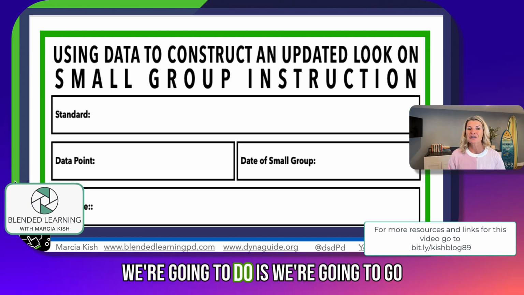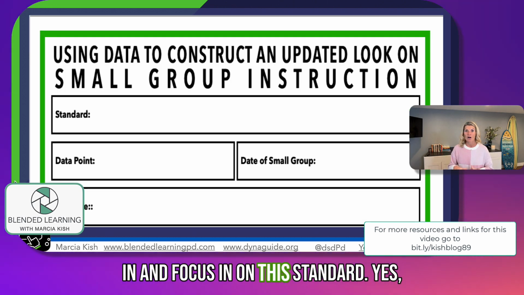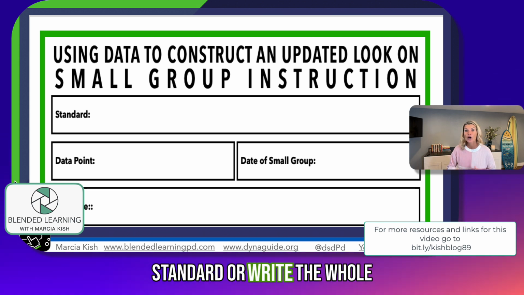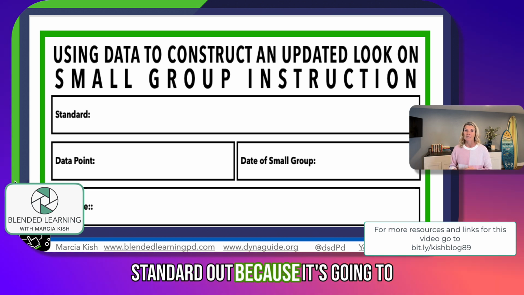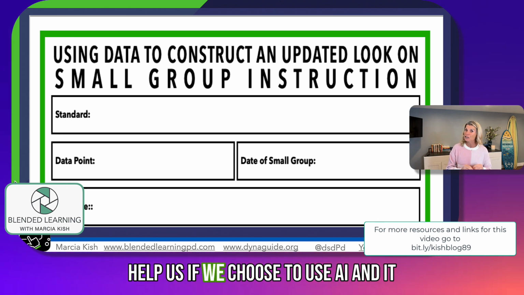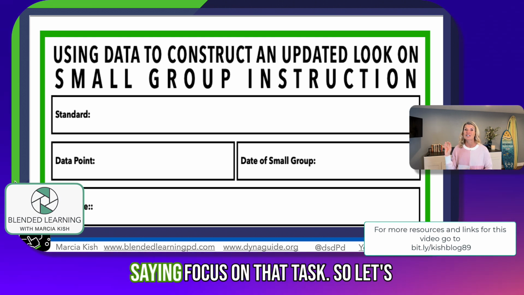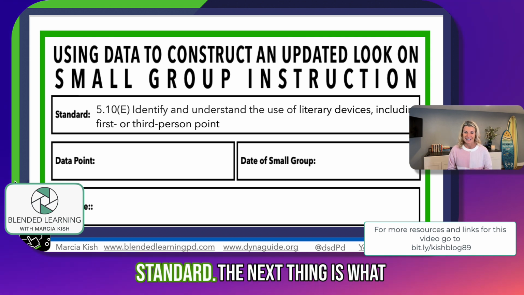So the first thing we're going to do is focus in on the standard. Yes, I have my teachers either copy the standard or write the whole standard out because it's going to help us if we choose to use AI, and it also helps us to make sure we're staying focused on that task. So let's go in and put in our standard.